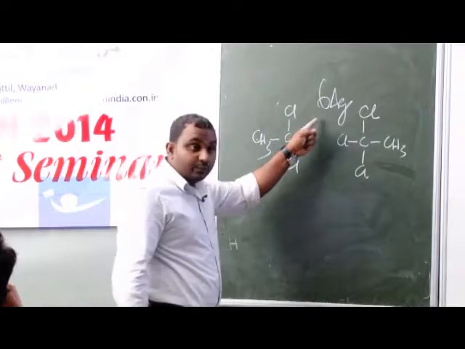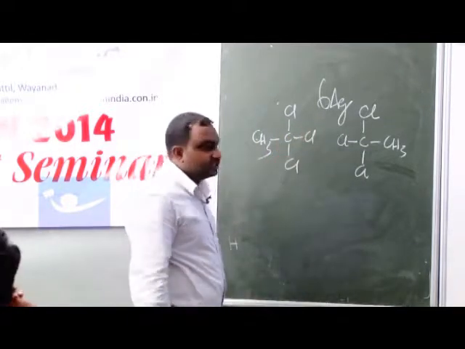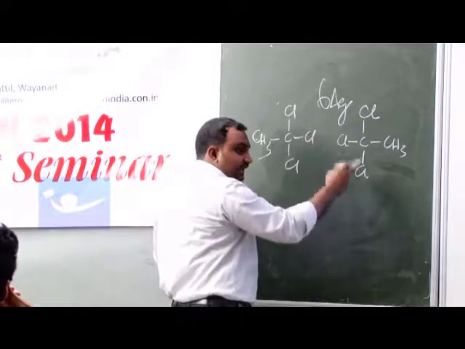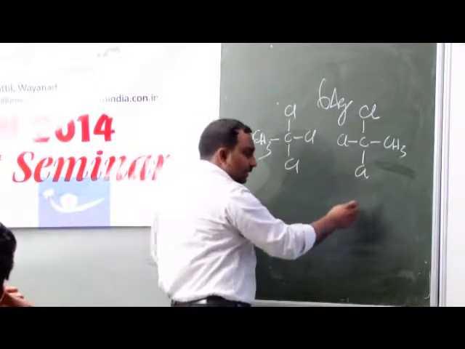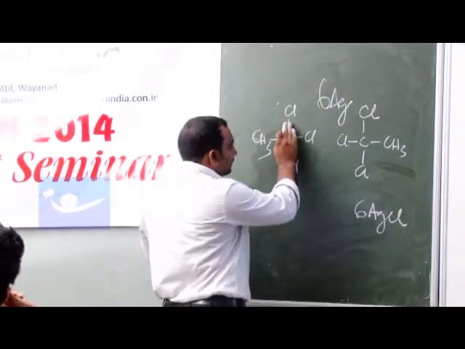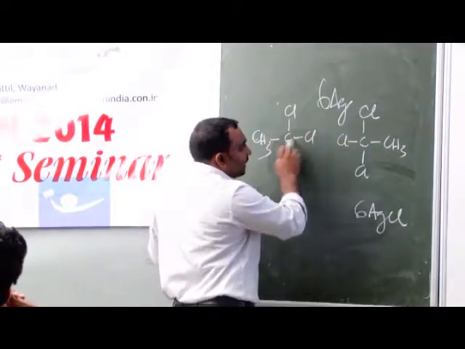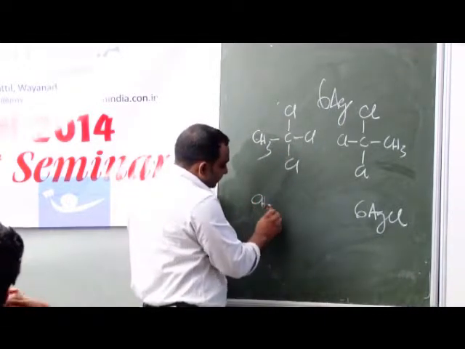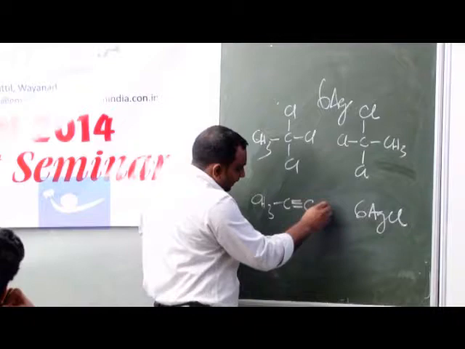How many Ag? How many silver? 6 Ag. So 6 Ag reacting with 6 Cl, so that you will get 6 AgCl, and what will happen? These 2 carbon atoms will be connected. No extra hydrogen atom is there, so you will get CH3, C triple bond C, CH3.